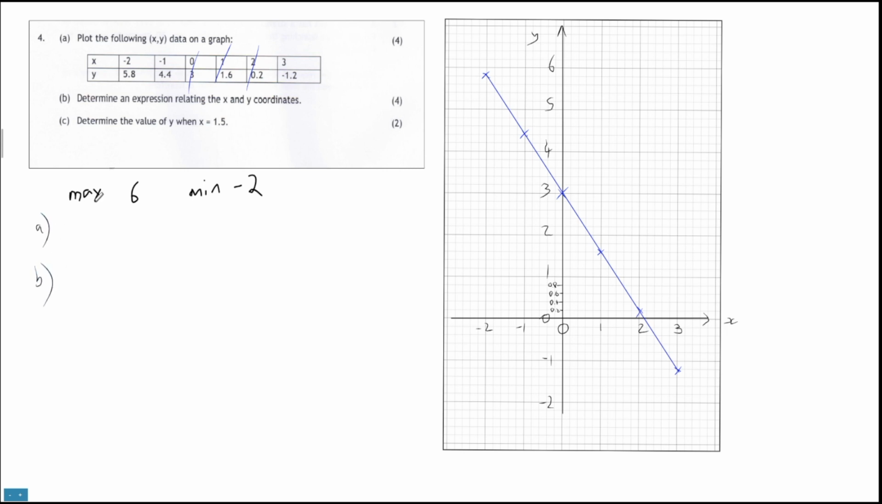Now we're going to do B, determine expression. This is a bit more work, it's a bit different, right? So how do you find an expression? Expression is going to be like y is equal to mx plus c, where m is the gradient or the slope of that line.